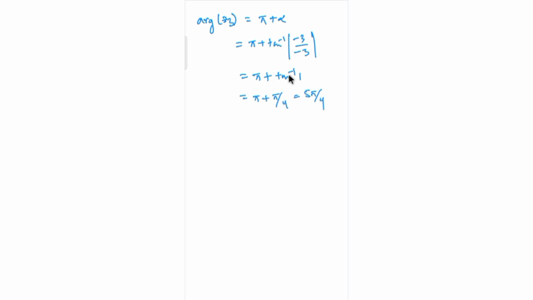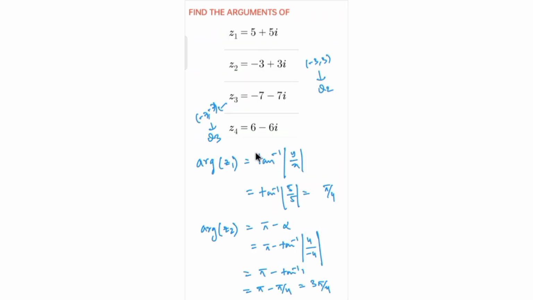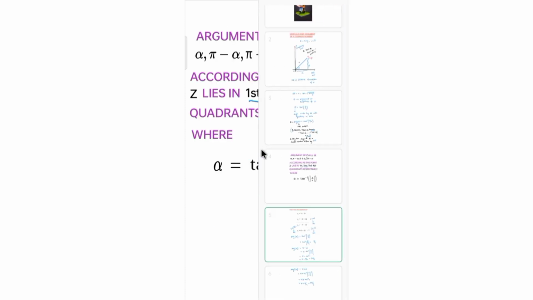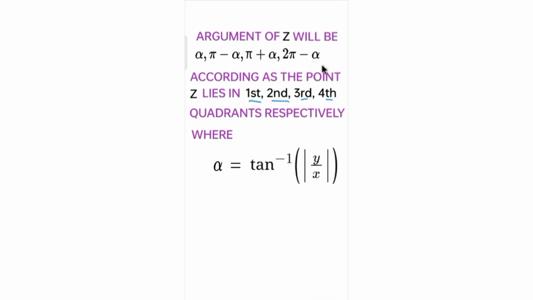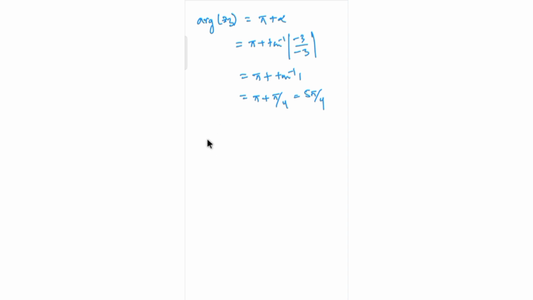So this is our argument of z3. And coming to argument of z4, this is our Z4 and this is (6, -6), and this belongs to quadrant 4. If it is in quadrant 4, we have the formula to be 2 pi minus alpha. So argument of Z4 will be 2 pi minus alpha.